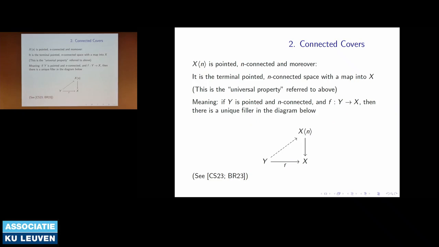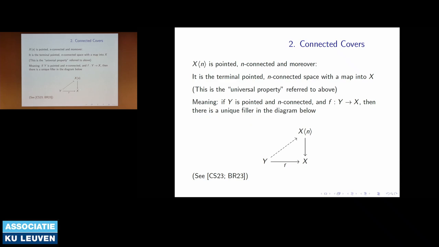So the nth connected cover is the terminal pointed n-connected space with a map into X. That's what I meant when I said that it has a universal property. What this means is that if Y is pointed and n-connected, and f is a pointed map from Y into X, then there's a unique filler in this diagram. So here's f, here's the map from the nth connected cover into X. There's a unique filler up here.